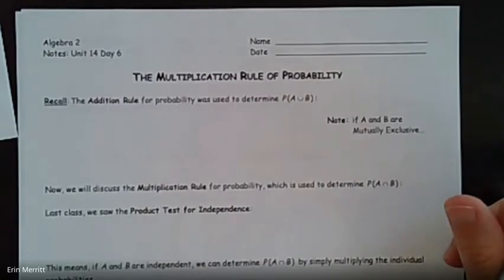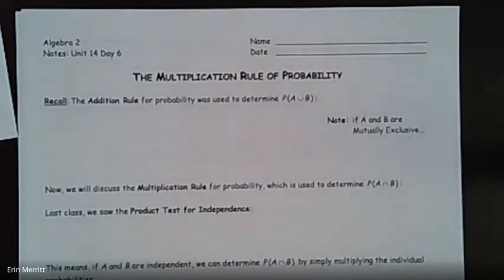All right, good morning. It's day 6 of the probability unit, and we're going to be looking at the multiplication rule of probability, sometimes called the product rule of probability.